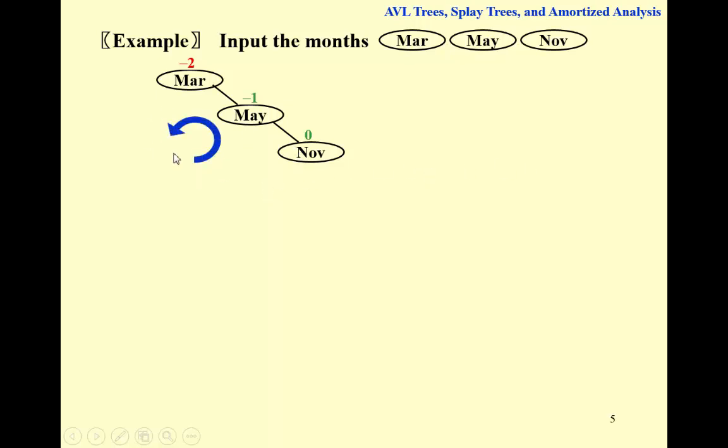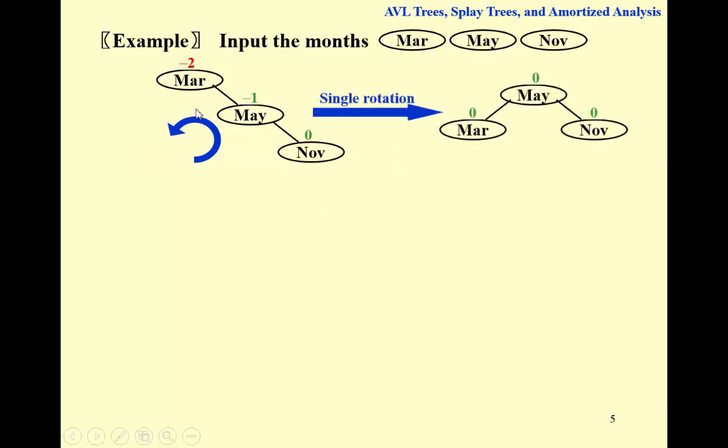Just make a simple rotation. It's called a single rotation. Rotation means to rotate this node down to be the left child of this node in the middle. So it will be a perfectly balanced tree. So what is the rule here?